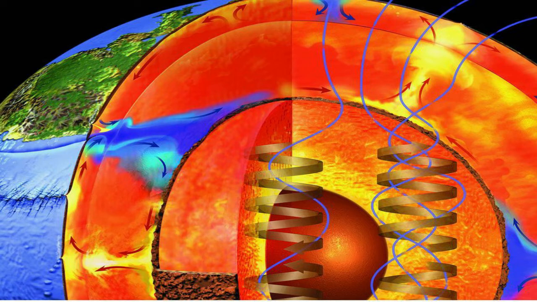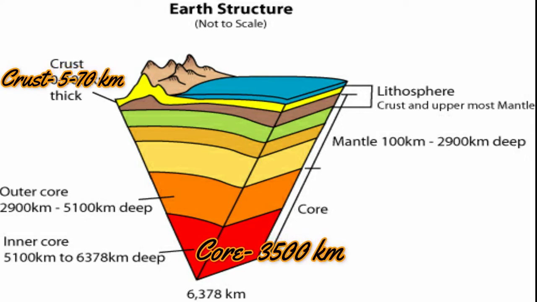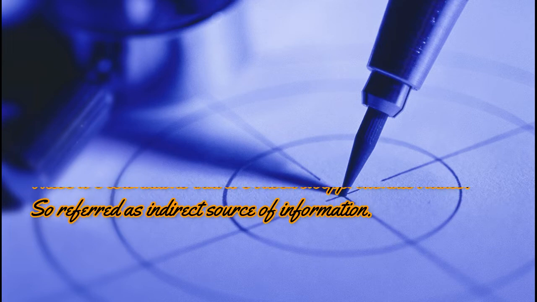Now, on the basis of the above facts, the scientists have made certain estimates of the thickness of the crust, mantle, and core. They have estimated the thickness of the crust to be 5 to 70 kilometer. The thickness of the mantle is 2900 kilometer, and the thickness of the core is 3500 kilometer. Now, again, these are estimations that are based on approximate values.